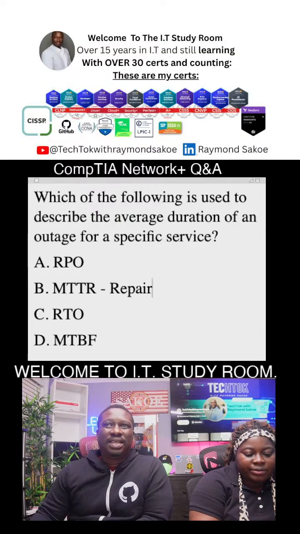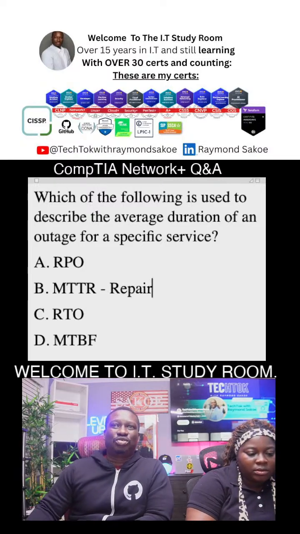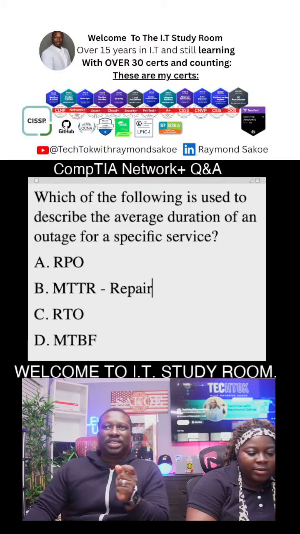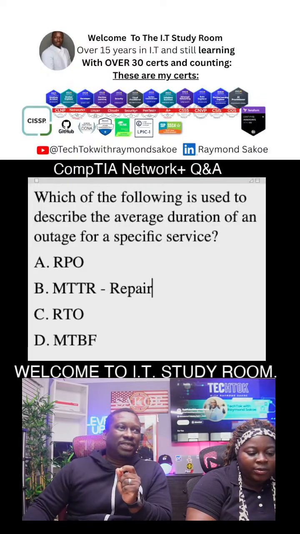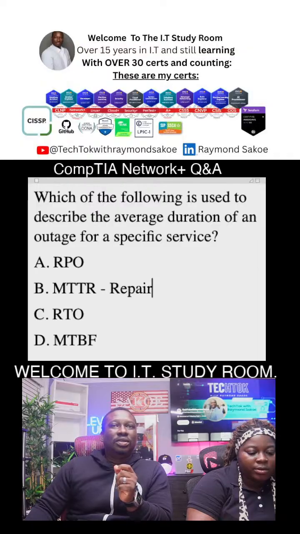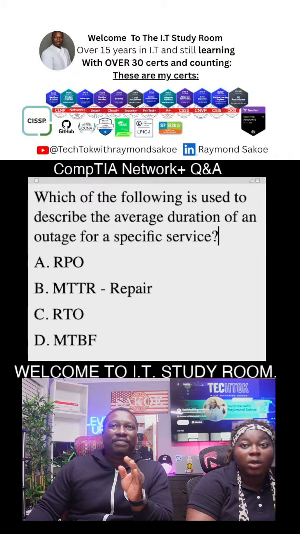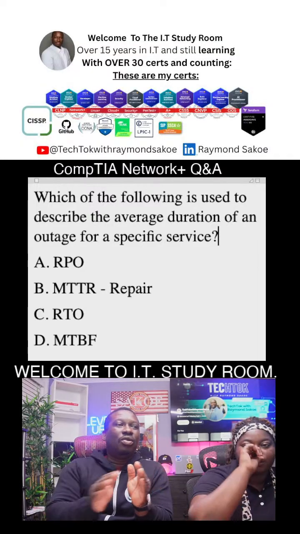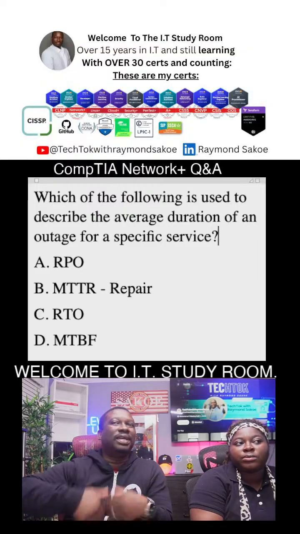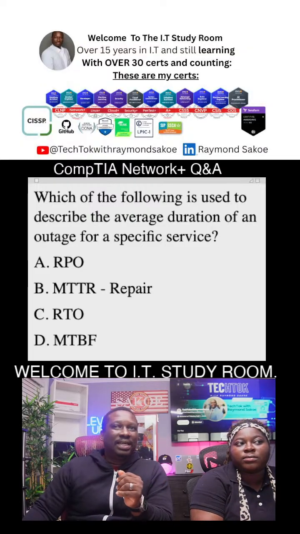The keyword here is, it says, which of the following is used to describe the average duration of an outage for a specific service. So basically, if a service goes down, how long is it going to take to bring it up? And that would be MTTR, mean time to repair.